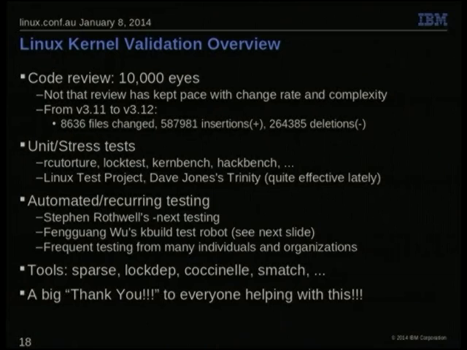So if we were going to have 10,000 eyes on each line of code, well, 500,000 times 10,000 divided by however many lines somebody can review in a few months. I don't think we have that many people doing reviews.